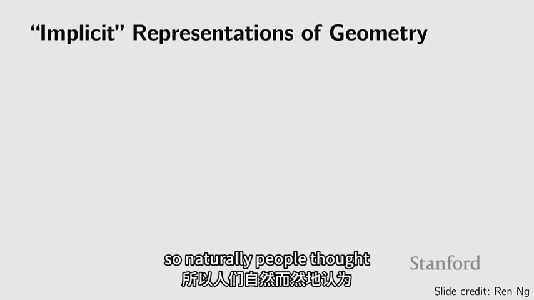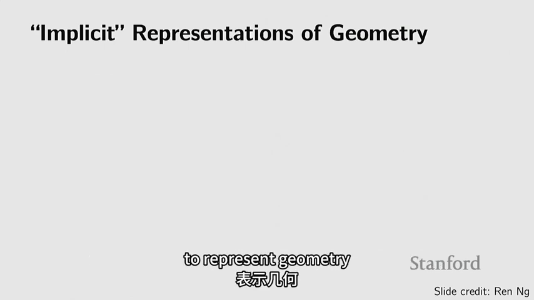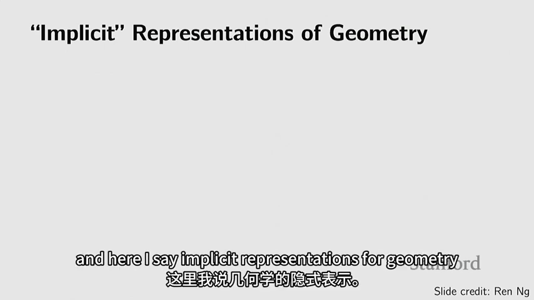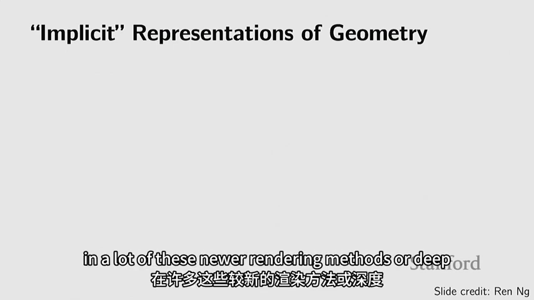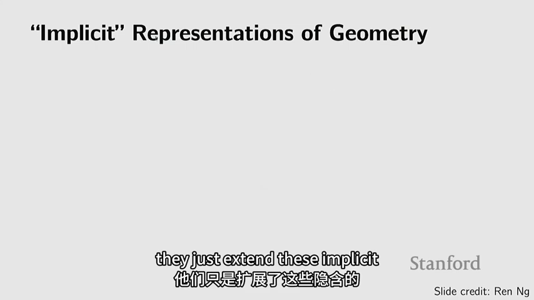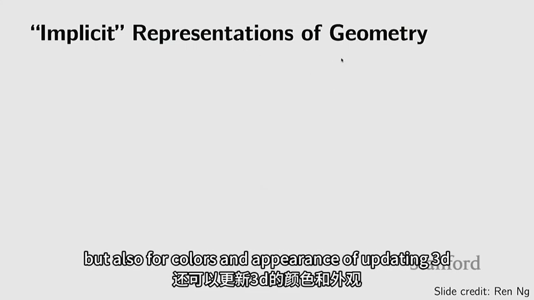So naturally people thought, okay, maybe we can come up with different ways to represent geometry. And here I say implicit representation of geometry, but as you can see later, a lot of these neural rendering methods or deep learning methods just extend these implicit representations for not only geometry, but also for colors and appearance of objects in 3D.